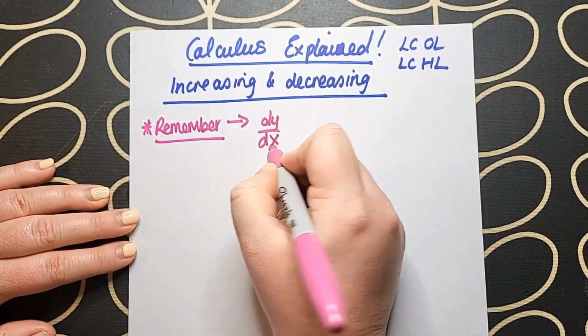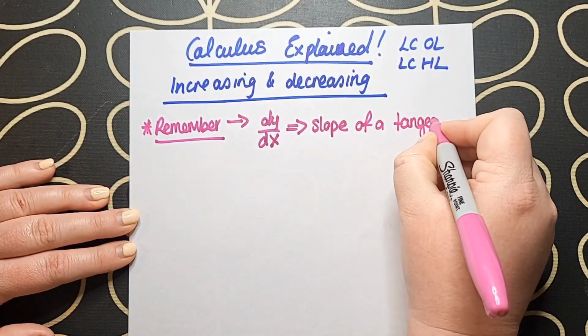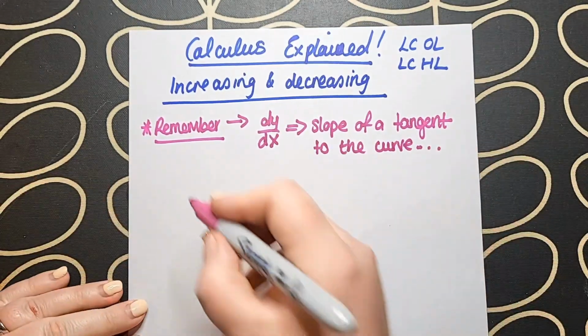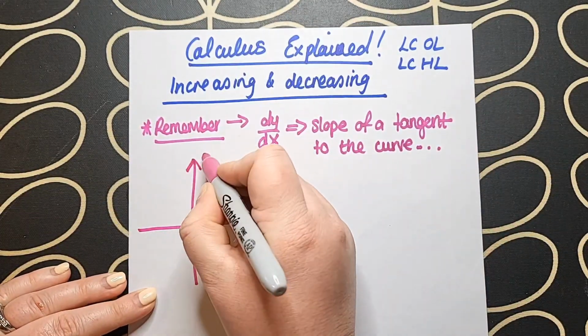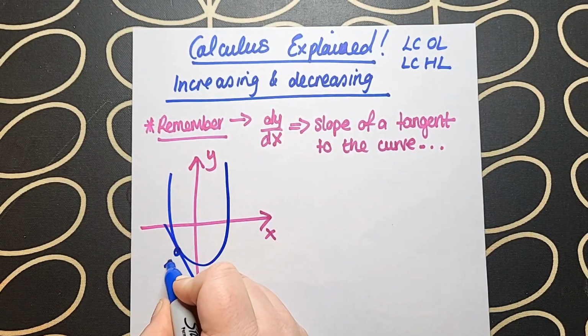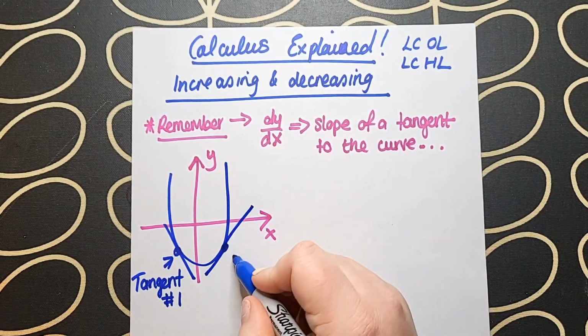When we differentiate, or when we find dy dx or f dash of x, what are you actually finding? You're finding the slope of a tangent to the curve. We cannot find the slope of a curve, so we have to do this. We stop at one point, we draw a tangent, we get the slope of that tangent, and that helps us to measure the rate of change.